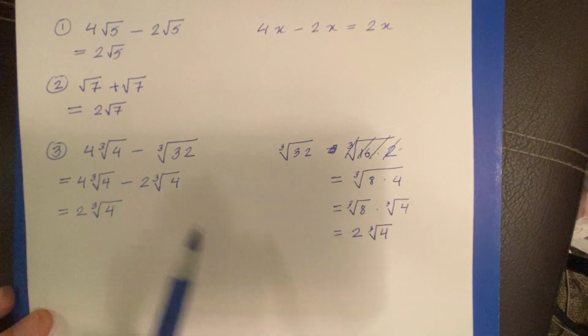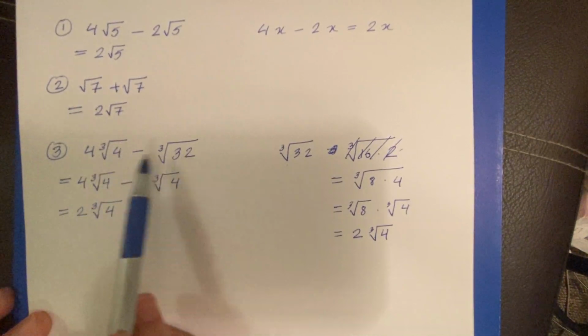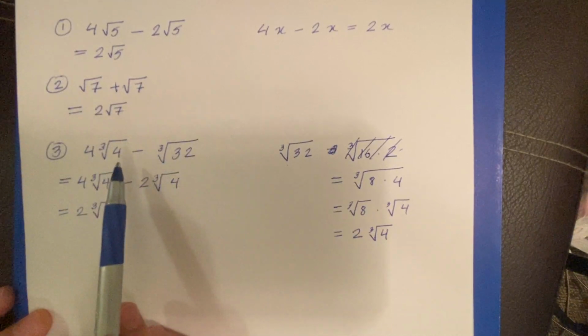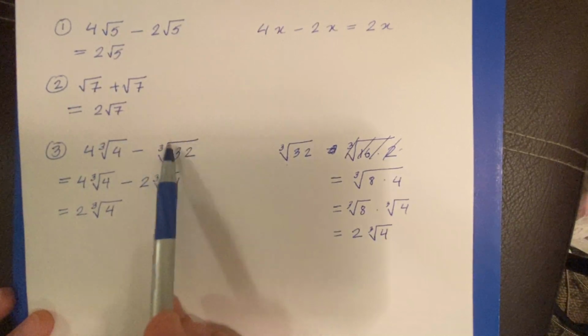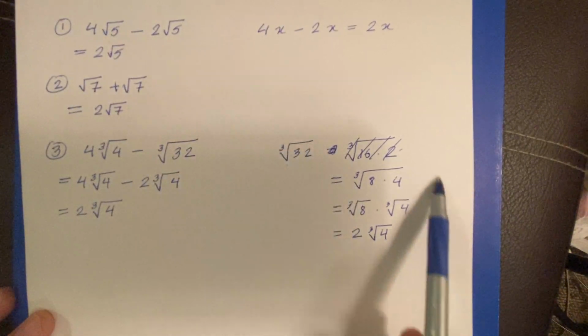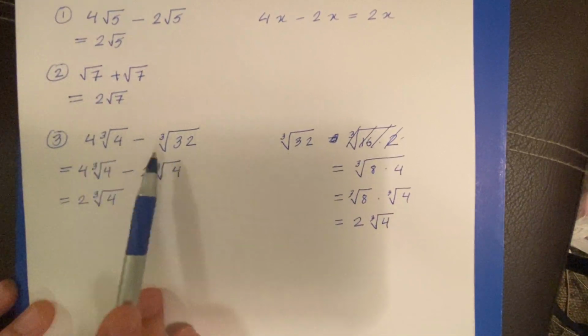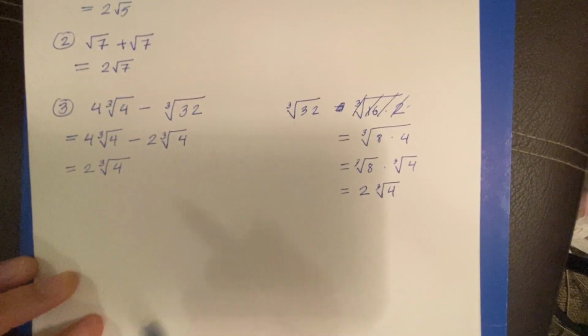So if you see, whenever you see non-like terms, then try to make it like terms. So that's what I did. So I made like terms by doing these things, and then I combined two terms, right? So yeah, you definitely need to know these kinds of problems. And let's do another one.